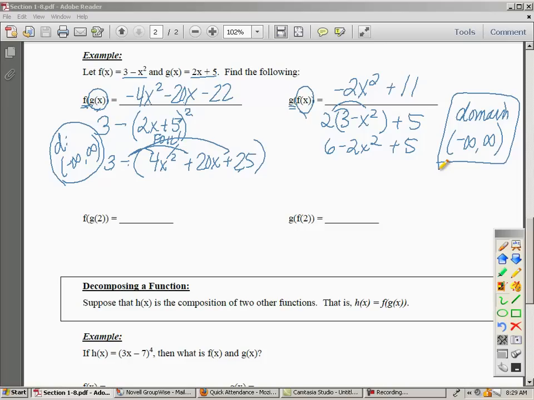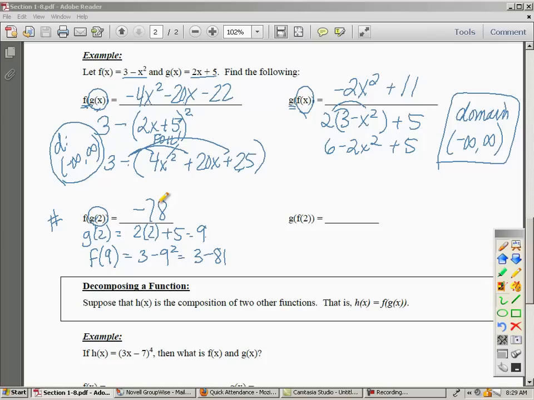Okay, we're going to go a little easier and ask you to do composites. Basically, when there's a number I'm putting in, I always start on the inside. So I evaluate g of 2 first. So g says 2, and then I put a 2 in, times 2 plus 5. That gets me 9. And then I find f of 9, because 9 would be the value I'd plug in. F of 9 is 3 minus 9 squared, or 3 minus 81, which is negative 78.